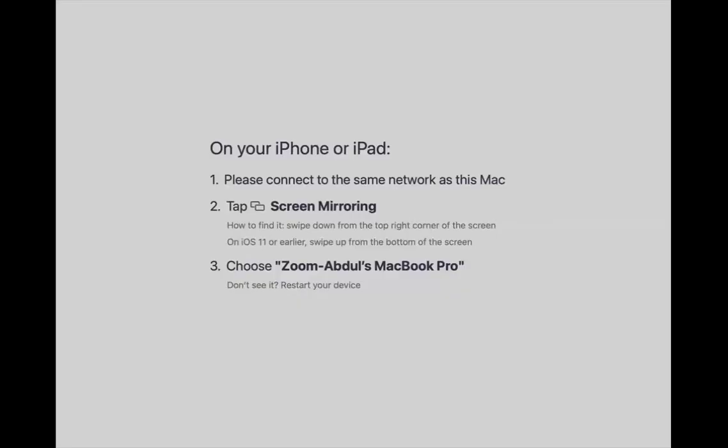Let me share my screen. It's stuck. Check if it's not being shared. Yeah. Let me share it again.